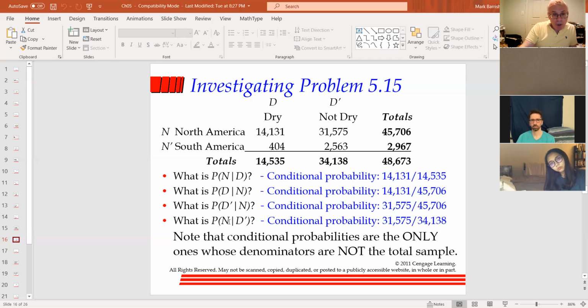What's the probability of N given not D? Not D is what? This number. That's our denominator. And the joint of N and not D is 31,575. So it's these two numbers that we're taking the ratio of. All right. And this is the point I was making, right? Conditional probabilities are the only ones where the denominators are different than the total sample. It's one of these four marginal totals. It's going to be your denominator.